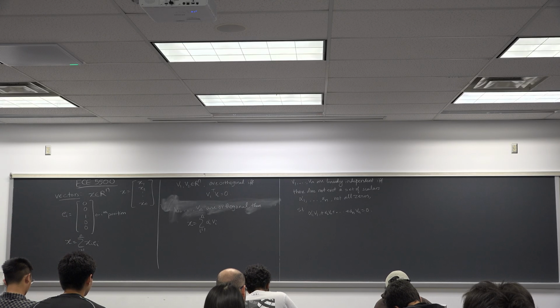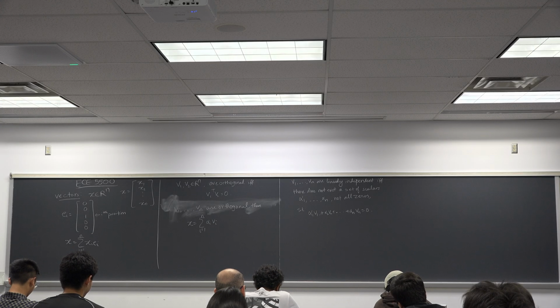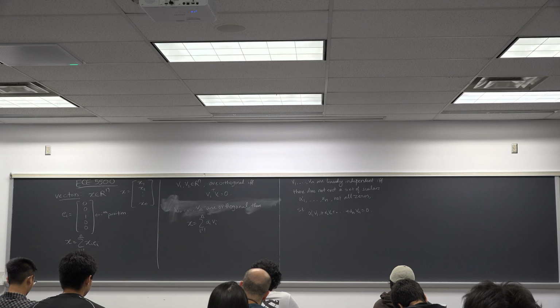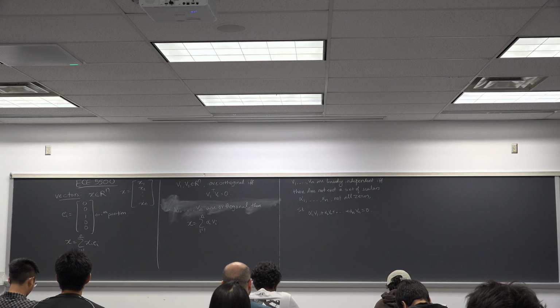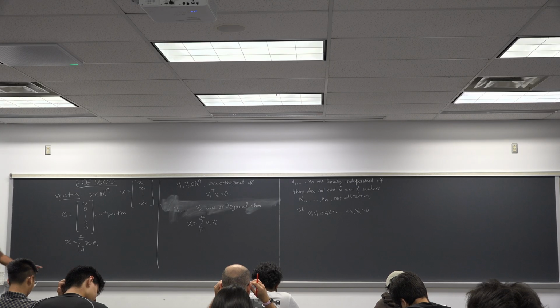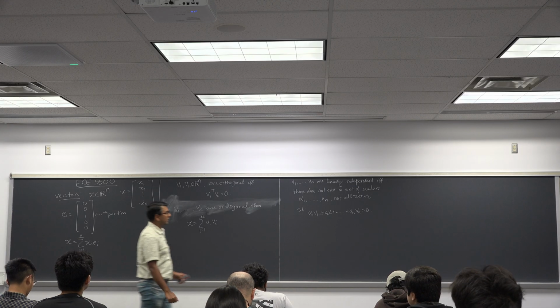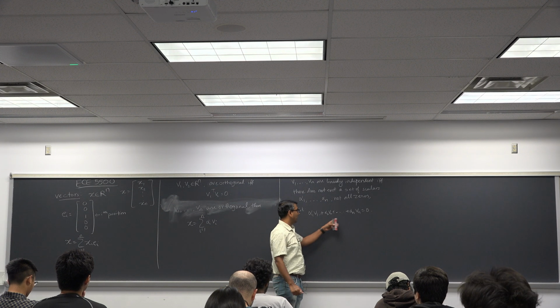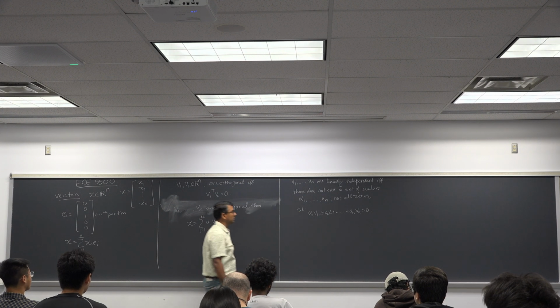So linear independence among a set of vectors is a very important property. And if we have a set of linearly independent vectors and you have a set of scalars alpha 1 to alpha n such that this equation holds, then it must be the case that alpha 1 to alpha n are all equal to 0.